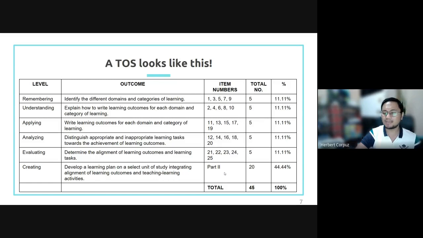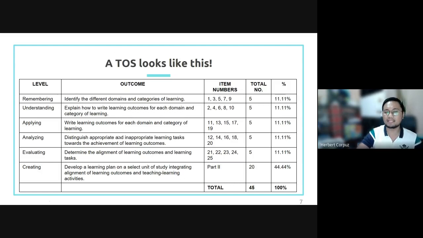Tapos creating, mas maraming items, so part 2, 20 points siya. Bakit? Because this is the highest level of the cognitive learning domain. Okay? Kasi ito naman talaga yung purpose natin because this is already the application of all what they have remembered, understood, applied, analyzed, and evaluated. So, ang maganda sa table of specification class is to make certain that teachers are gauging or measuring all levels of the cognitive learning domain. Okay, pero syempre titingnan din natin, pinaka-importante dapat ito yung last part, yung pinakamataas, yung creating.